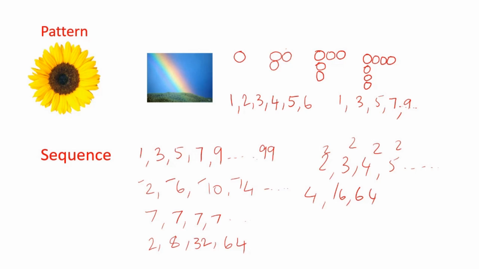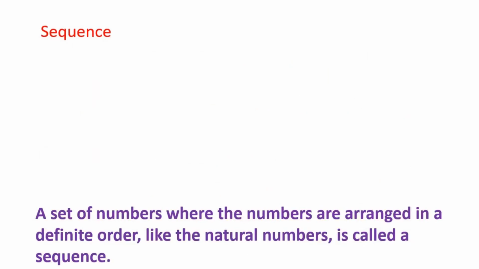Understood? So my dear students, we have a set of numbers where the numbers are arranged in a definite order. It is fixed, like the natural numbers, which have a definite order. We call such a set of numbers a sequence. So we'll say that the given numbers are in sequence.